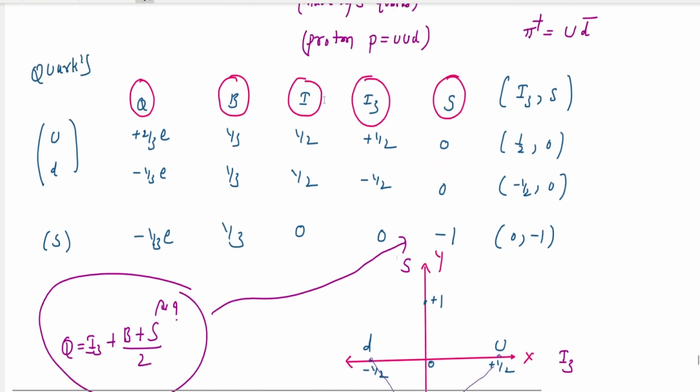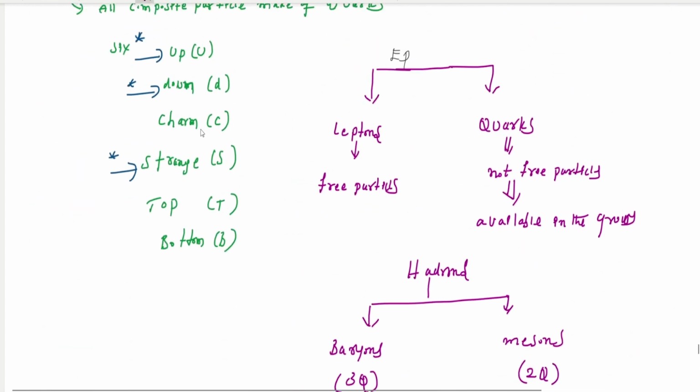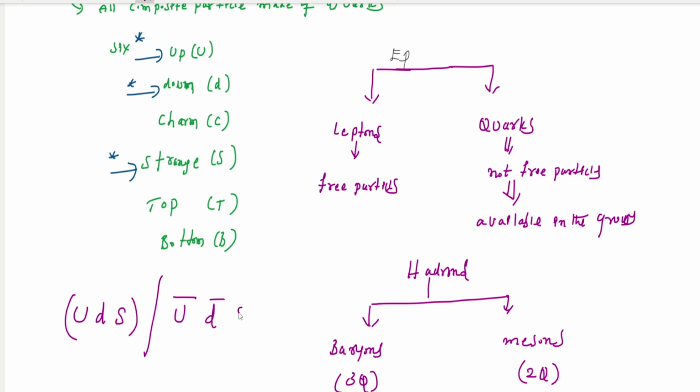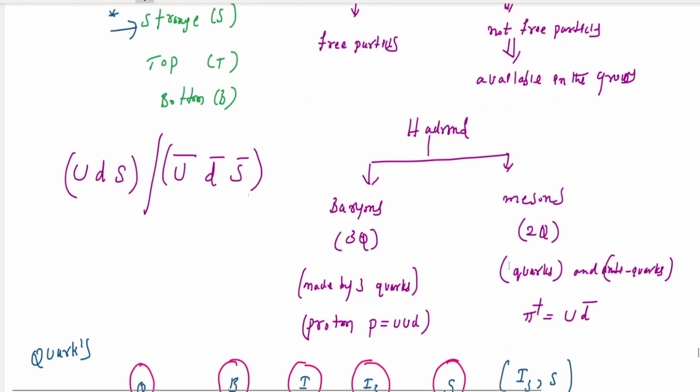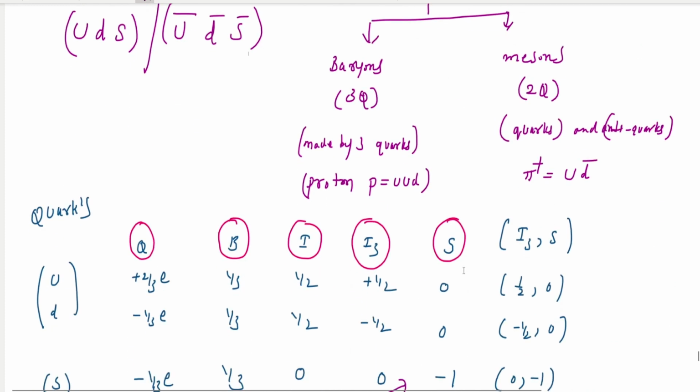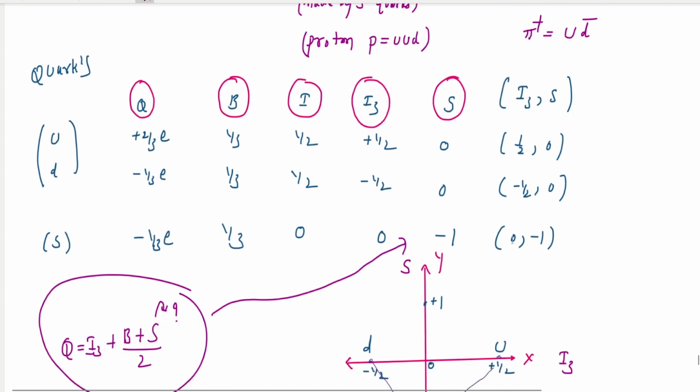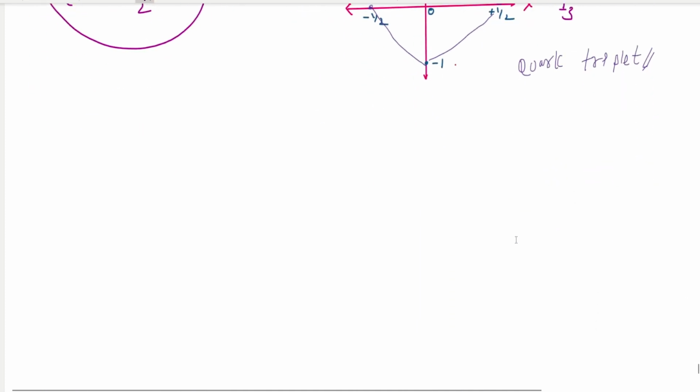So in case you want to know about the antiparticles, if you try to remember these things, up, down, strange, right? So the anti-quarks of up, down and strange, I'm going to use a bar: u bar, d bar, and s bar. These are the anti-quarks. Anti-quarks and quarks make the mesons, and only quarks make the baryons. In case you want to fit this data to the anti-quark structure, u bar, d bar, these are the anti-quarks.